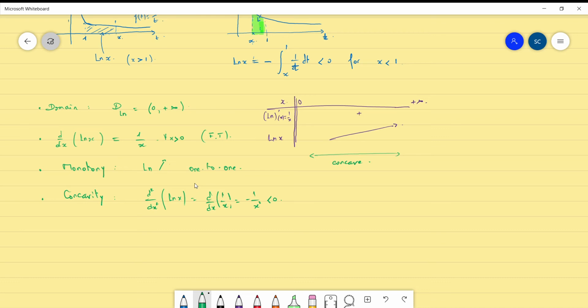Now we need something else. We need the endpoint behavior at 0 to the right and at infinity. We need the behavior, and then we can graph our function. To do that, we need to know two limits. In fact, we proved it, that the limit at 0 is minus infinity, and the limit at plus infinity is plus infinity. Those are two limits characteristic to the ln function. You can keep them in mind always. And now I can graph my function completely.